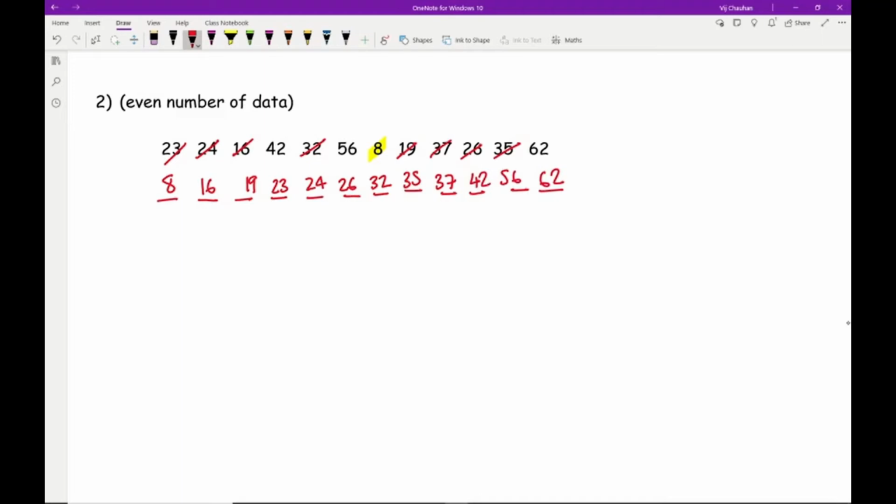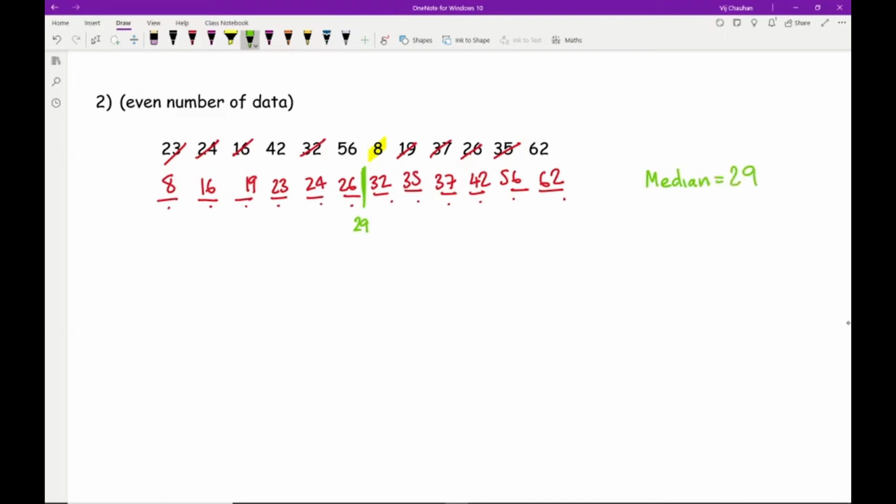So next thing, let's count how many numbers we've got. So we've got 1, 2, 3, 4, 5, 6, 7, 8, 9, 10, 11, 12. So here my median value is going to be between these two numbers here. So my middle two numbers are 26 and 32. And again, if you're not sure or struggle to work out what the middle number is going to be, just simply add the two numbers together, in which we get 58, divide it by 2, and we get the answer of 29. So here my median value is 29, which I'm just going to make a little note on the side.